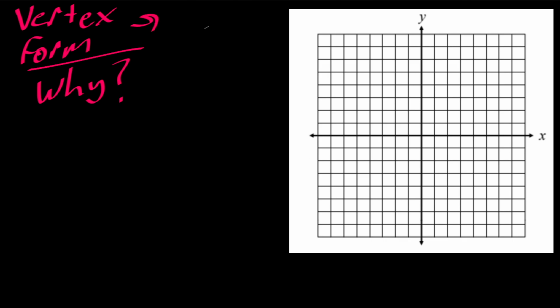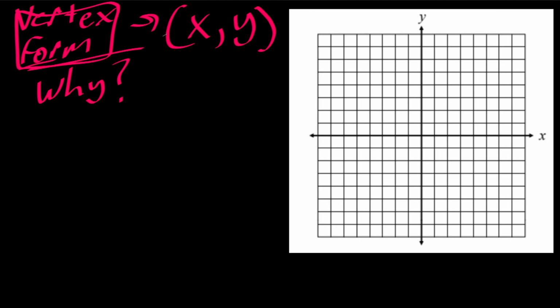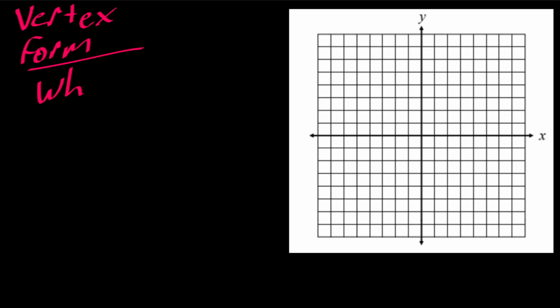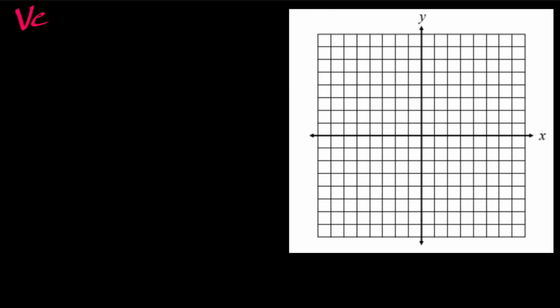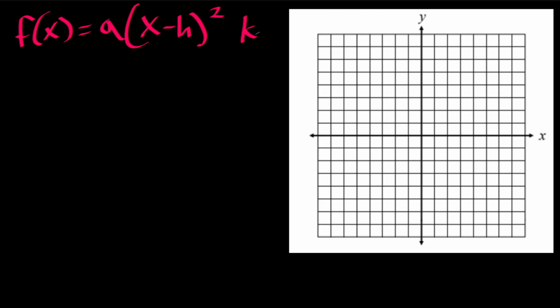Well, vertex form actually shows us the vertex, so the ordered pair for the vertex, rather than us having to find it. And once again, you can go back to the standard form video and take a look at that. That video is actually more work because the good thing about vertex form is it actually gives us the vertex. So first let's look at what vertex form is. Here's how it looks. We say f of x equals a times x minus h squared plus k.